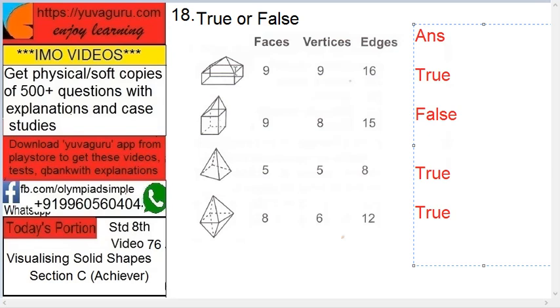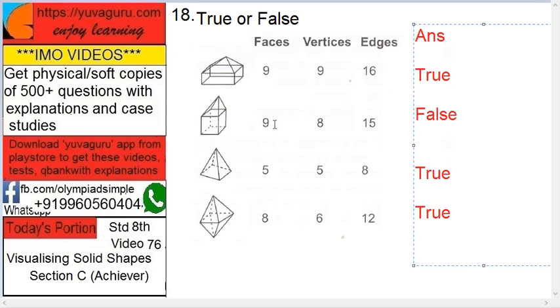Okay. So faces, how many? 9. Okay. So how many faces? 9 faces over here. 4 above and 1 below. Vertices 9. 4 here and 1 above. So edges would be 16. So apply Euler's formula. 9 plus 9 equals 16 plus 2. Or you can count them also. Then also you will find the 16. Okay, true. So this one.